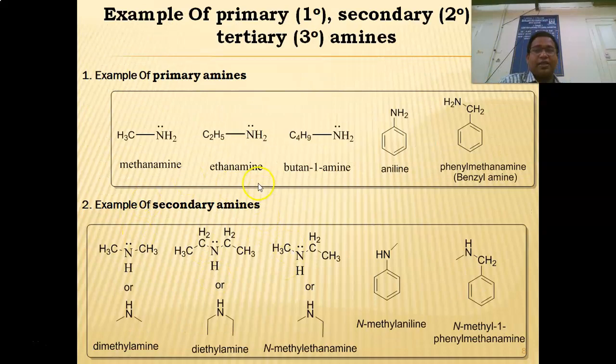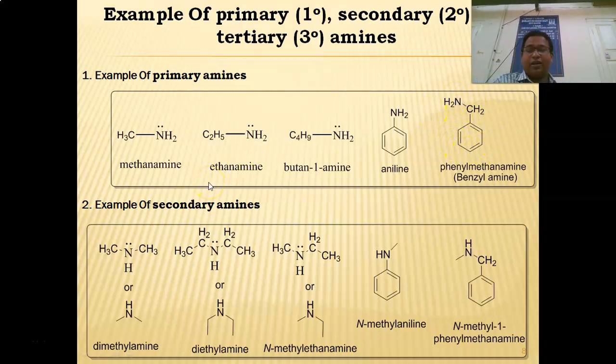We will discuss some examples of primary amines. Methylamine is a typical example of a primary amine: CH3NH2, where one of the hydrogens is replaced with a methyl group. Then ethylamine or butan-1-amine. These are aliphatic primary amines. Aniline is also a primary amine, which is an aromatic primary amine. And benzylamine, CH2 benzyl, this group is called benzylamine, which again comes under aromatic amines.